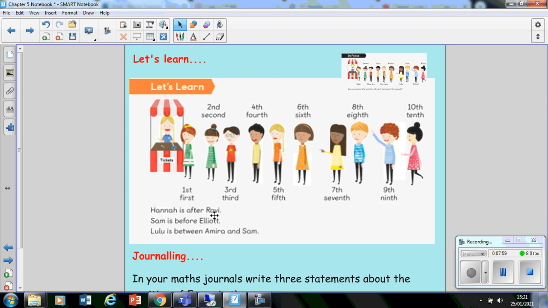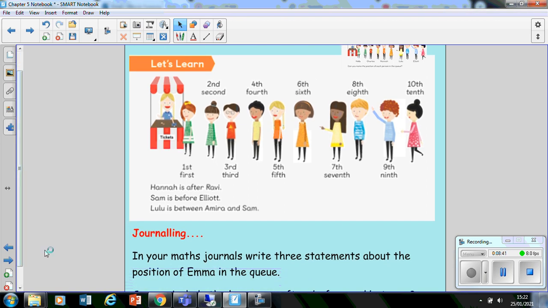Now, if I remember correctly, this is Hannah and this is Ravi. If you're not sure, I've put it up there just for reference. So there's Hannah and she's definitely after Ravi. Sam is before Elliot. Now, there's Sam over there and he is definitely before Elliot. And Lulu is between Amira and Sam. So there is Amira over there. Oh, sorry, Amira's over there. And Lulu is over here. She's the 7th person and she's definitely in between Amira and Sam.